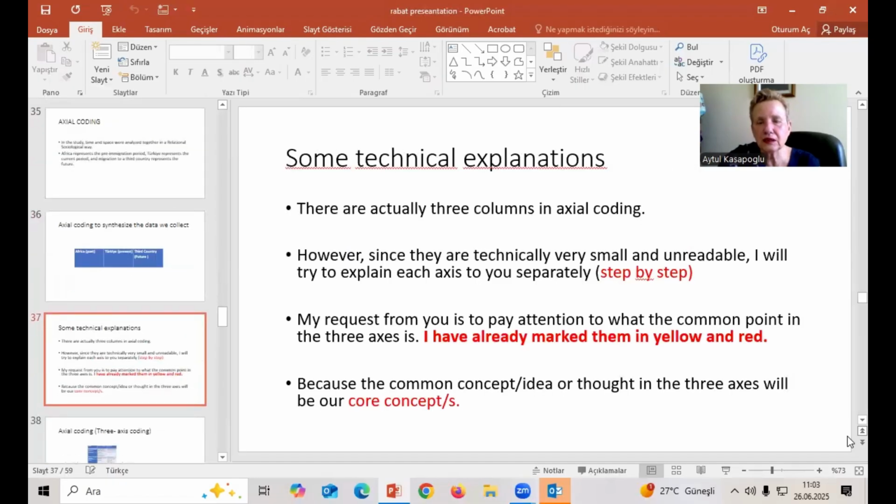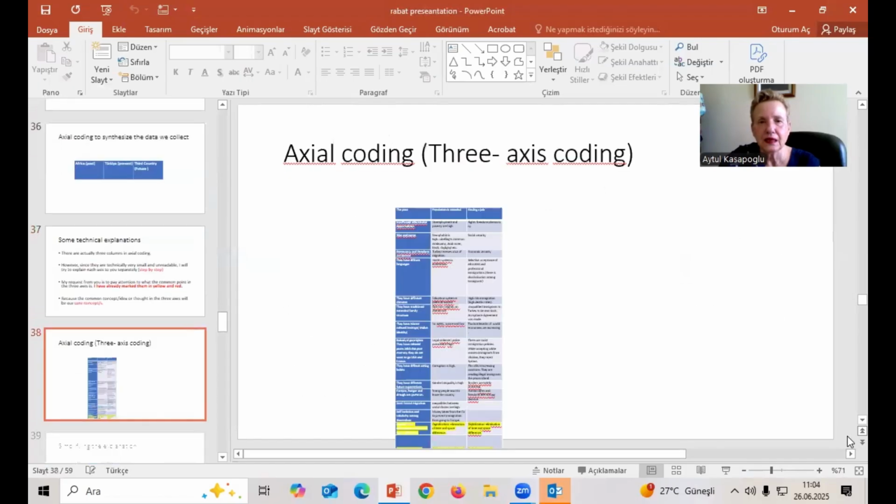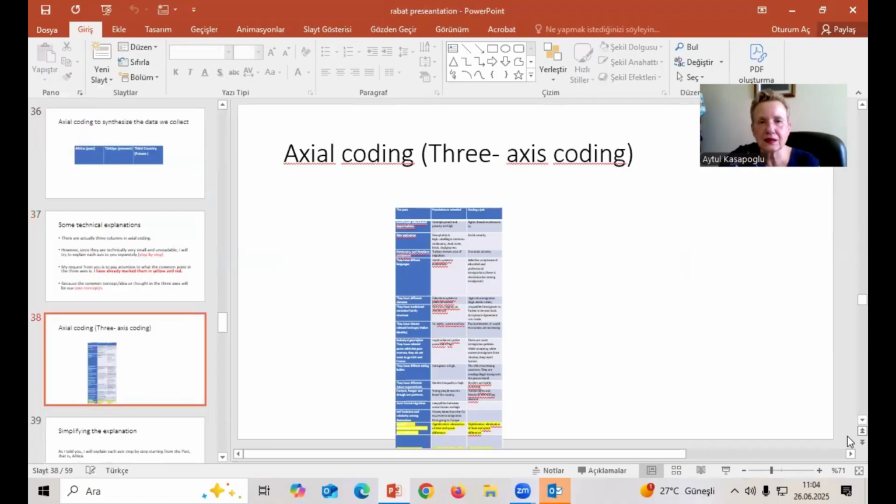There are actually 3 columns in axial coding. However, since they are technically very small and unreadable, I will try to explain each axis to you separately. My request is that you pay attention to the common point in the 3 axes. I have already marked them in yellow and red, because the common concept, idea, or thought in the 3 axes will be called our core concept. Yes, this is axial coding with 3 axes.